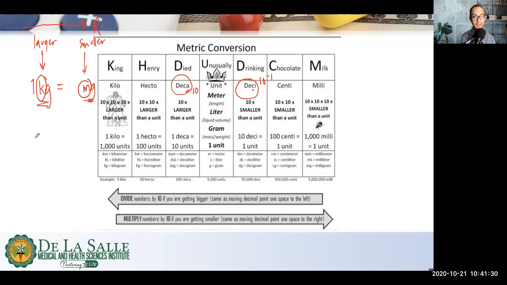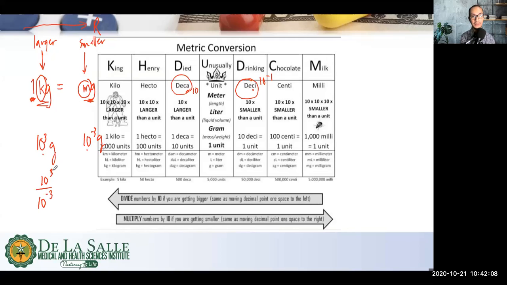So the kilo is basically 10 to the 3 of a gram, and the milli is 10 to the negative 3 of a gram. What you will do is divide this by this: 10 to the positive 3 divided by 10 to the negative 3, to get the multiplier for the numerical value that you have in the larger denomination.